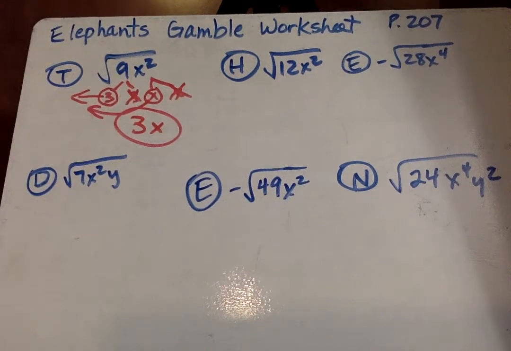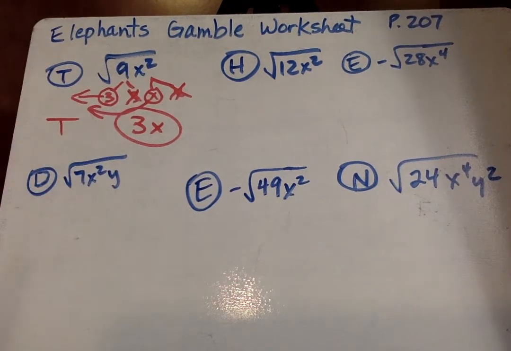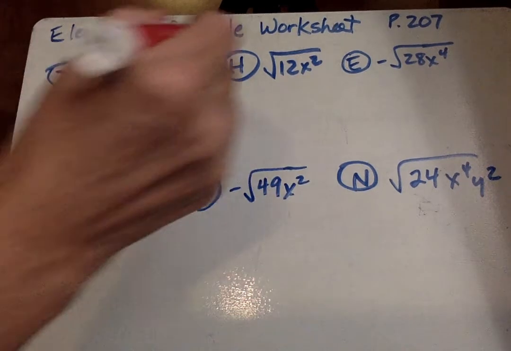So then we look at our paper and we go to where 3x is. We find it a little bit to the right of middle, and above that 3x we put a T. Okay, now let's go on to H, the square root of 12x squared.